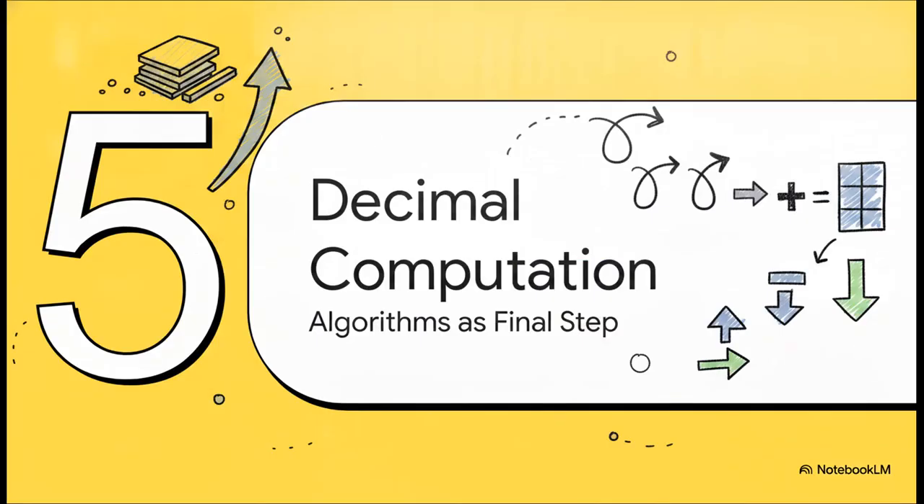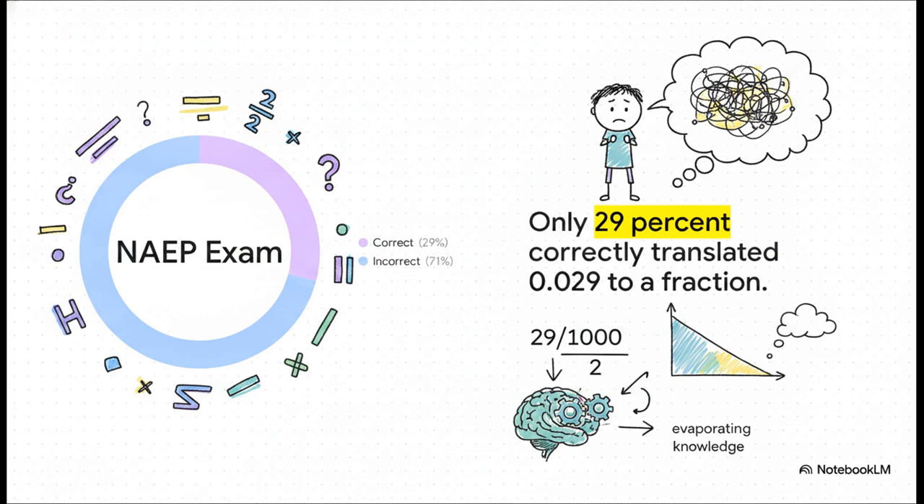Section 5. Mastering decimal computation. So once place value and magnitude are completely secure, we shift to operations. But the standard algorithm should absolutely be the final step, not the first. And if you need proof of why, consider this NAEP exam data. On the National Assessment of Educational Progress, only 29% of high school students could correctly translate 0.029 into the fraction 29 over 1,000. That means 71% got it incorrect.